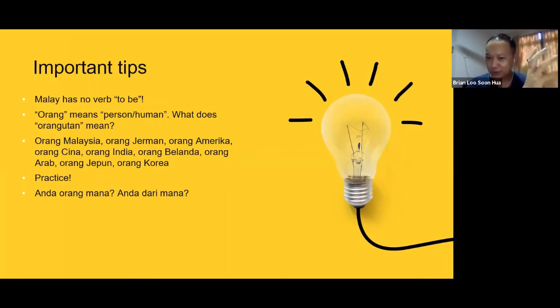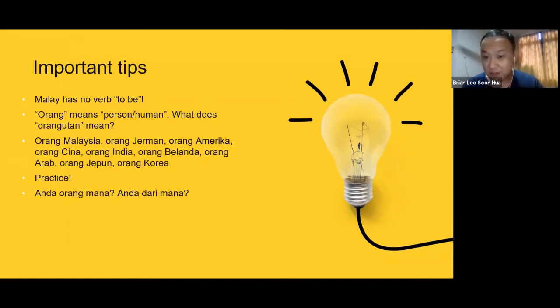You put the word for human, orang, and then your country or your state or your region, whatever, your city, next to it, and that's it. You don't have to worry about, as in English, England, English, Germany, German, and all that. France is a little bit different because the Malay people couldn't pronounce Français, so they said Francis. For Morocco, we say orang Maghribi. That word comes from Arabic.